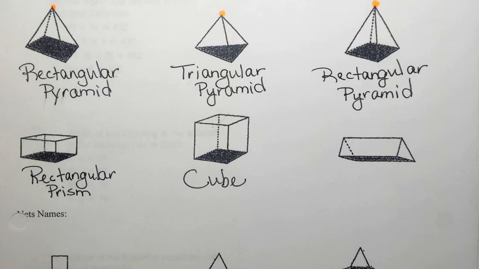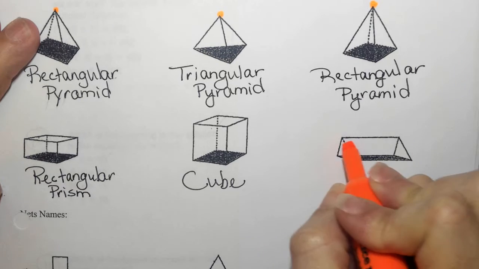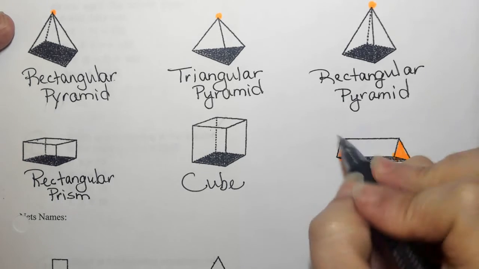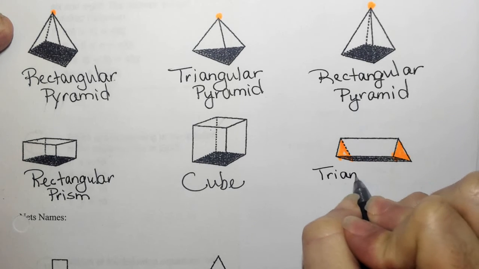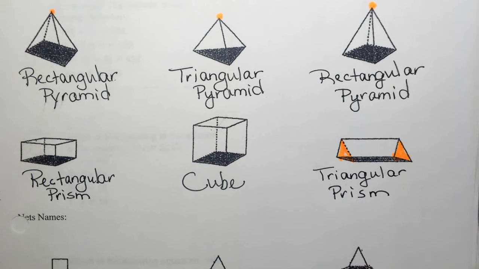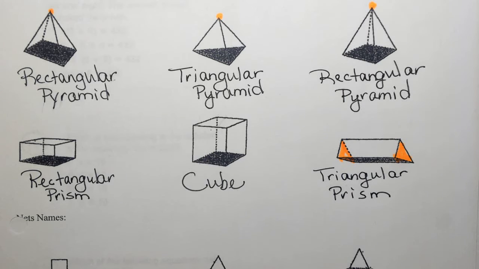Okay, the last one is the odd one. Okay, it goes back to that candy box I showed you rolled up. But the ends of it, and I'm going to kind of highlight it just so you can see it. The ends are triangles, and it's flat, so it is a triangular prism. It's kind of weird. If there's triangles on the ends, it's triangular prism. Yeah, if there were rectangles, it would be rectangular prism.